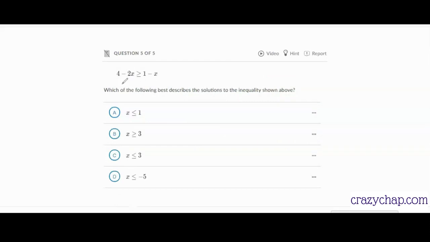Solving the last question, question number 5 for this section. We have to solve the inequality. Bring minus x to the left side and bring 4 to the right side. So negative 2x and minus x will come to the left side, will become plus x is greater than equal to 1 minus 4. Now minus 2x plus x will be negative x is greater than equal to 1 minus 4, which is negative 3.